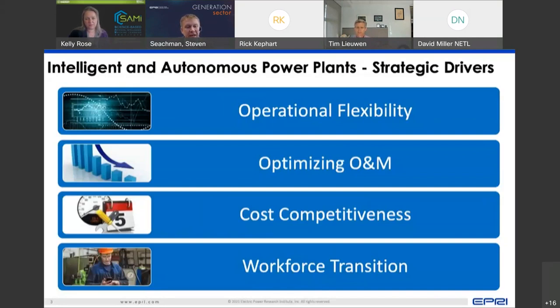Keeping costs competitive, we want these as flexible as possible, we want them to be able to start up and shut down as much as possible while keeping costs low, all with a workforce that is asked to cross-train much more than they did in the past. So these are not people generally that are growing up with the plants. These are people that are learning it on the fly and asked to do many different activities across the plant as a whole.